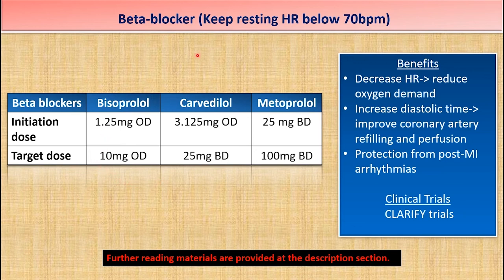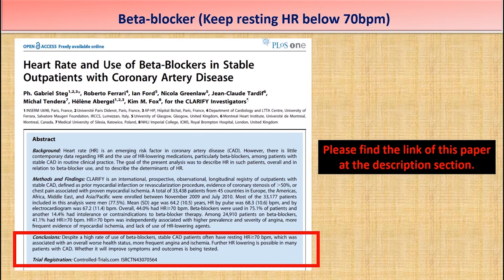The target here is to keep the resting heart rate below 70 beats per minute. In your free time, you can read up on this article, where they have proven that subjects with a resting heart rate below 70 beats per minute actually fare a better outcome compared to their counterparts who don't.